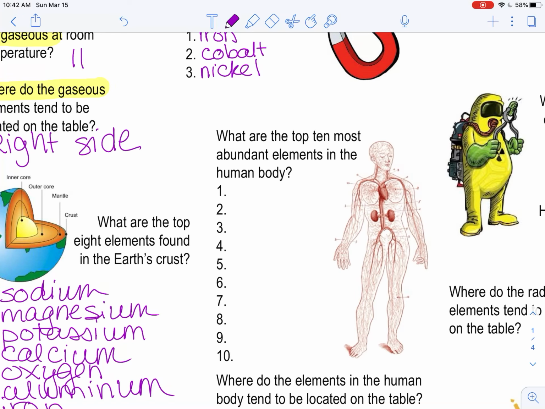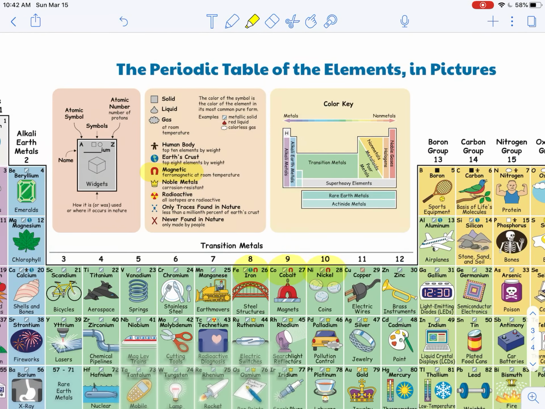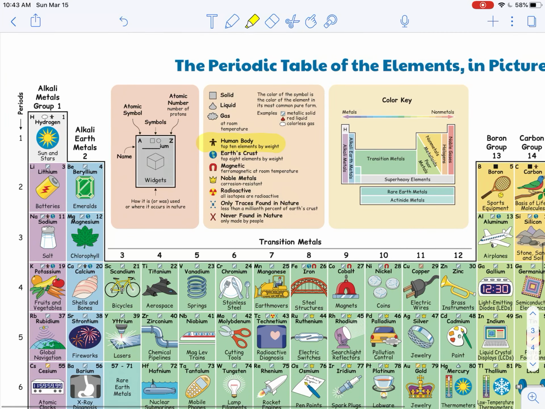Next, it's asking for the top 10 elements that are most abundant in the human body. And remember, we said that abundant means that they are the ones that are found most commonly. And there's going to be 10 of them. This might be a bit hard to remember, but let's see what we can go down and find. If we get rid of our magnetic notes. Again, on our little key, it has a symbol right here, the top 10 elements in the human body. So let's see what we can find.